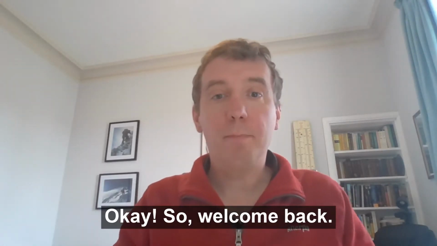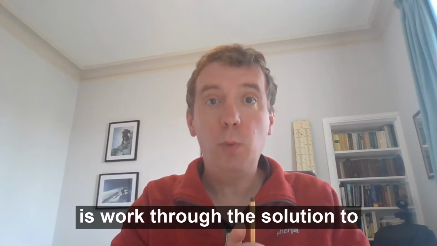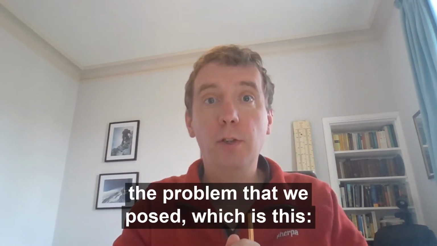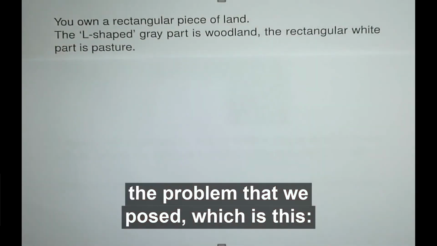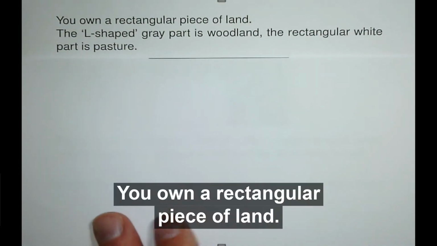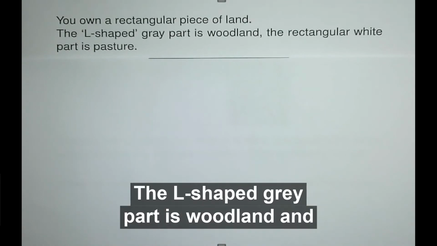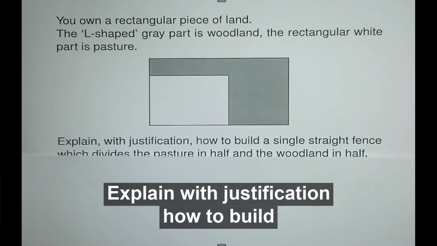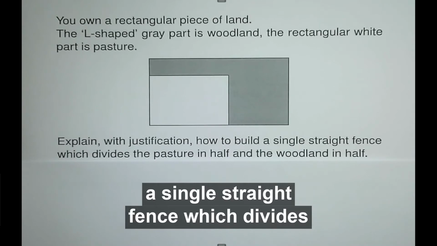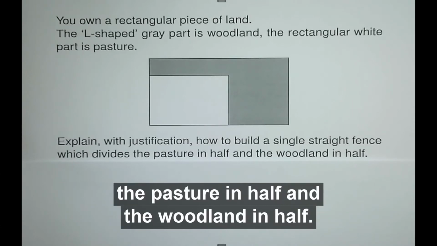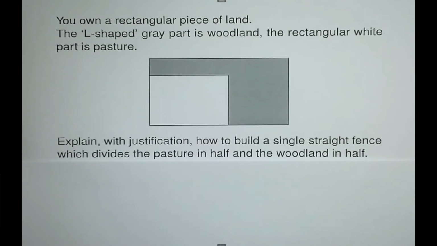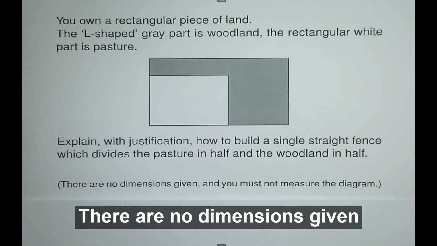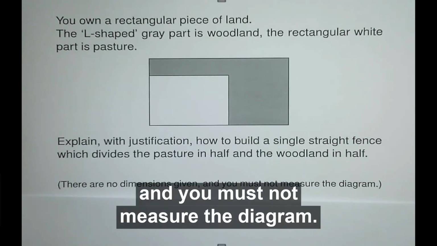Okay, so welcome back. What we're going to do now is work through the solution to the problem that we posed, which is this. You own a rectangular piece of land. The L-shaped grey part is woodland and the rectangular white part is pasture. Explain with justification how to build a single straight fence which divides the pasture in half and the woodland in half. There are no dimensions given and you must not measure the diagram.